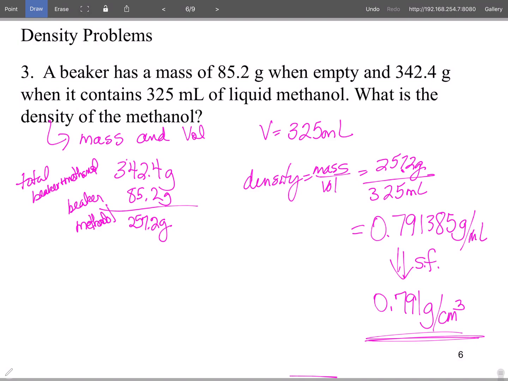So notice that on this one, it's got a little bit more steps associated with it because you have to do an extra step to get the mass. But if you think about it, it's not hard. The beaker, you have the weight of it, then you have the weight of the beaker plus the methanol. If you subtract the beaker, then you have the methanol. And in lab, you would be doing this.